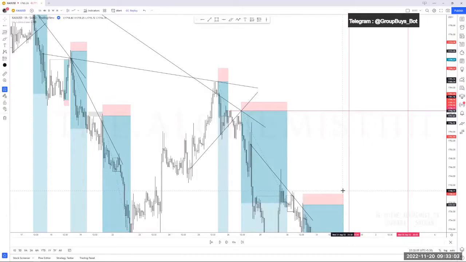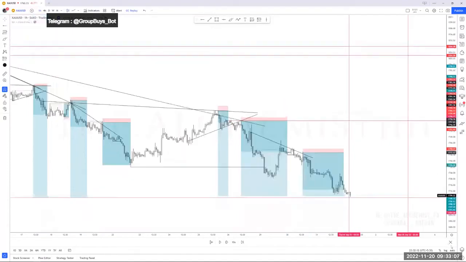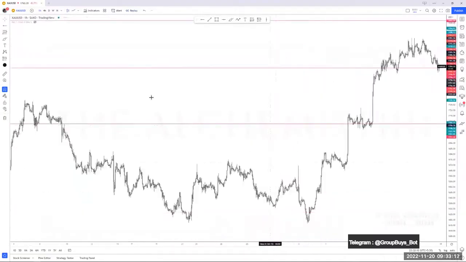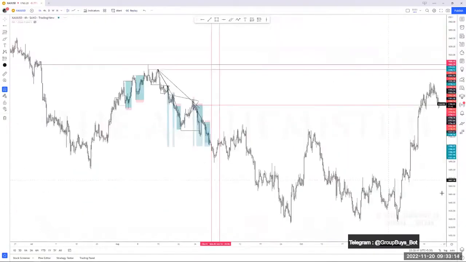Okay, look at the final one. Can you see that entry? It was based on a range actually. Let me quickly show it to you. The final trade was based on a range. Okay, the final example that I showed you: a storyline and a range.